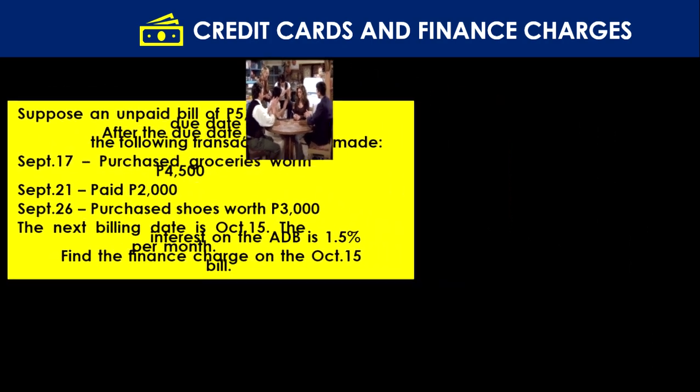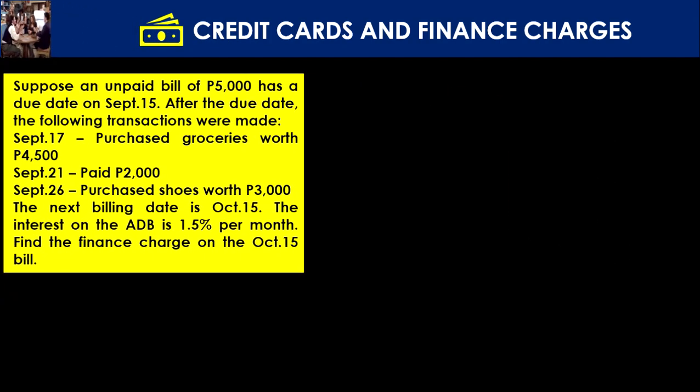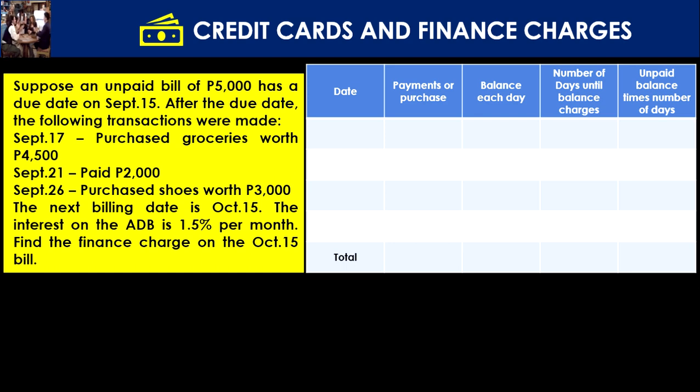So let's try to solve this. In order to solve this, we'll have this table with 5 columns. We have the dates, and the second column, the payments or purchases. If it is a payment, we subtract it, and if it is a purchase, we add it to our balance. The third column is the balance each day. The number of days until the balance changes is the total number of days for the dates. Then we have the unpaid balance times the number of days, so we multiply the balance each day by the number of days. That's the third and fourth columns.